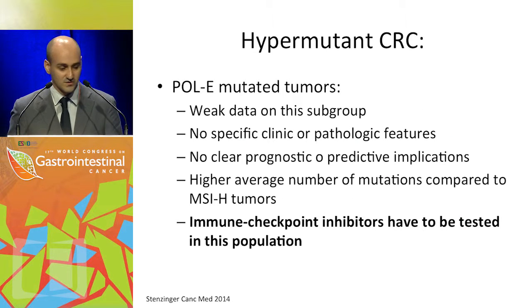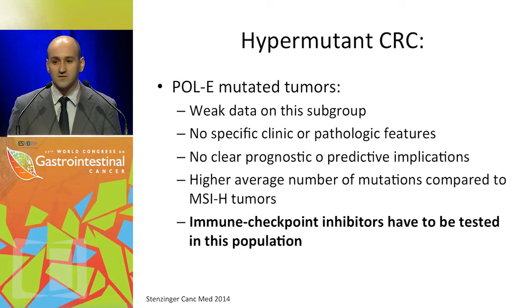Regarding the other hypermutant population, we have very weak data regarding this particular colorectal cancer subtype. It was first described in the TCGA data in 2012, so it is a recently discovered subtype and we don't have any solid data. But what we know for the moment is that there are no clinical or pathological characteristics that could define this population, and that having mutations in the exonuclease domain of polymerase E has no prognostic or predictive implications for any treatment. On the other hand, we know that these tumors have a higher number of mutations in comparison to those tumors with deficient mismatch repair.